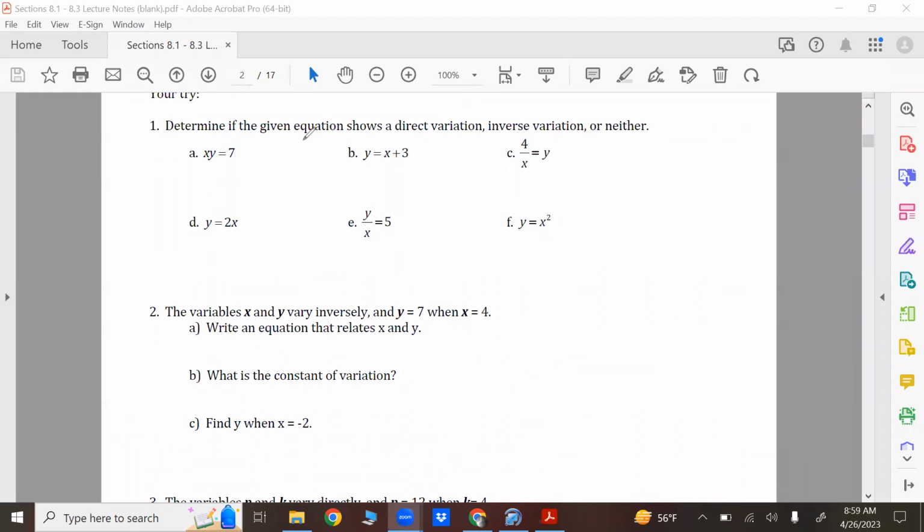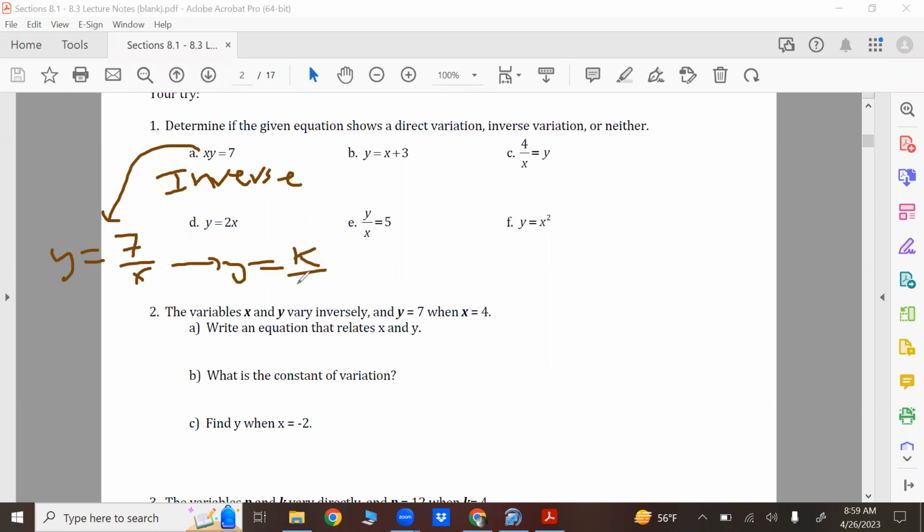All right. So that's inverse. And the reason why is because this could be rewritten as y equals 7 over x, which is just like y equals k over x. Plus the fact is this, what if x were 1? 1 times 7 is 7, of course, right? What if I make x 2? What's y gonna be now? 3.5, right? So by doubling x, what happened to y? Got halved. Opposite direction, inverse. So that's inverse.